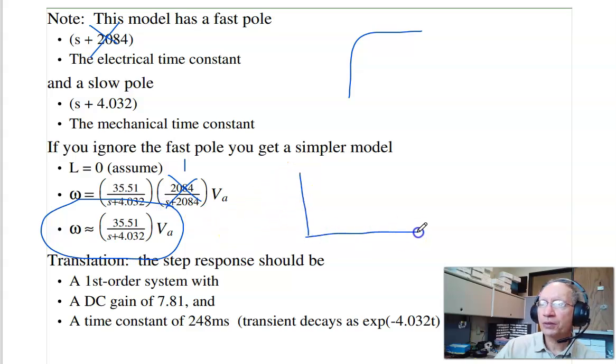What that tells you is if I apply a voltage, step change in voltage, it should behave like a first-order system. The DC gain should be 7.81, so if I apply a 10-volt input, it should spin at 78 radians per second. And the transient decay is e to the minus 4t.